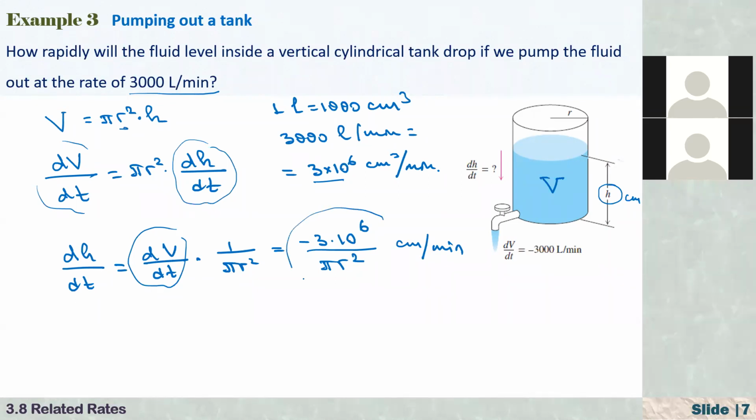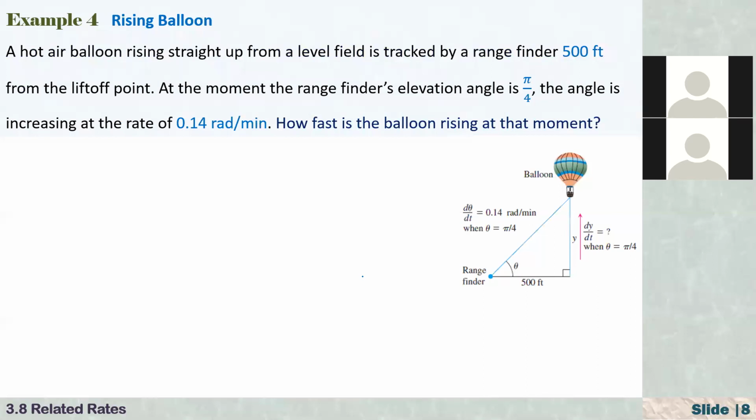So that is the rate of change of the height of the fluid in the container. It is minus because it is dropping, right? It is decreasing. That's why it is minus. And it depends on the radius, as you see here. If the radius is big, the rate of change of the height will be small. If the radius is small, it will be so fast. Okay, let's move on.